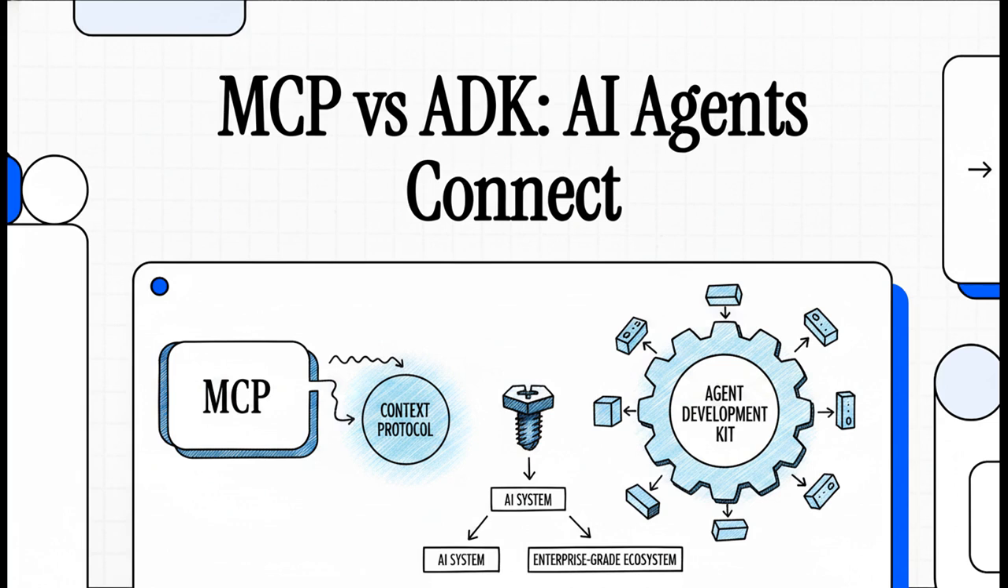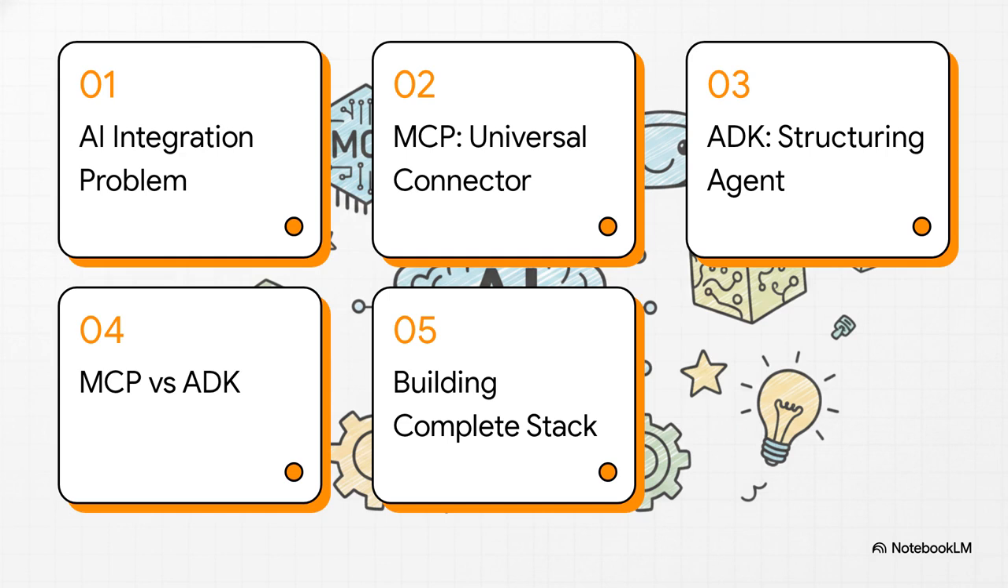We are breaking down two of the absolute biggest players right now, the Model Context Protocol, or MCP, and the Agent Development Kit, or ADK. We're going to demystify exactly what they do, how they are completely different from one another, and most importantly, how they literally snap together to build a complete enterprise-grade AI ecosystem. Okay, let's dive into this.